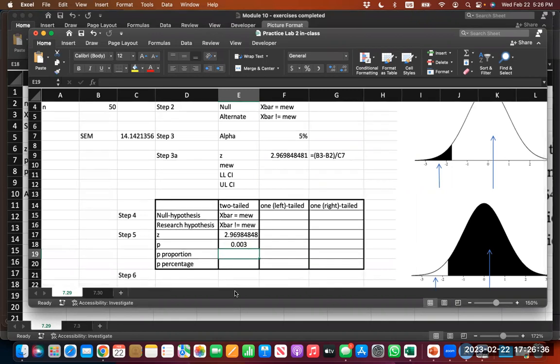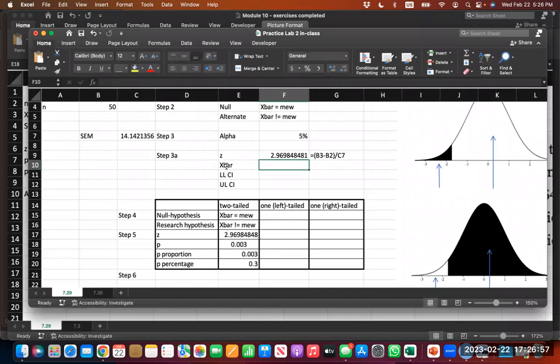So now you can leave this as a proportion, which is 0.003, or I can multiply this into a percentage by multiplying this by 100. It's still 0.3%. So nothing changes.